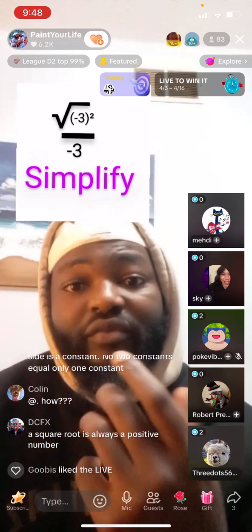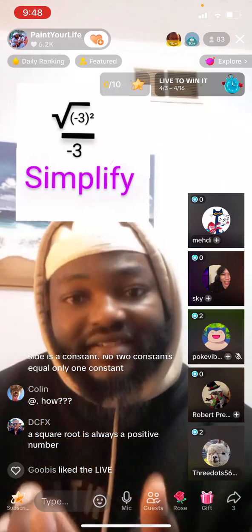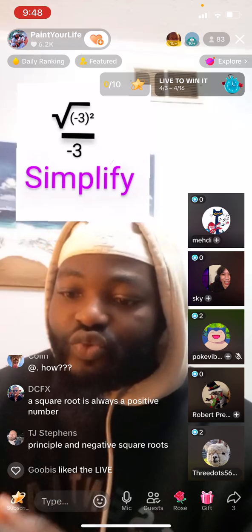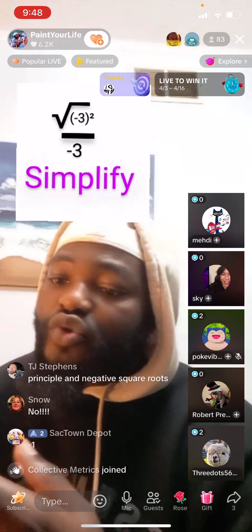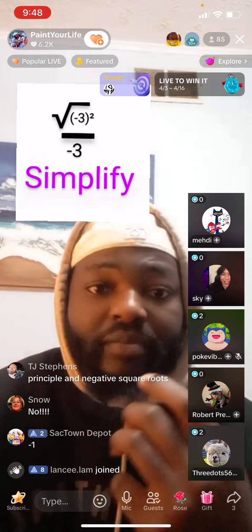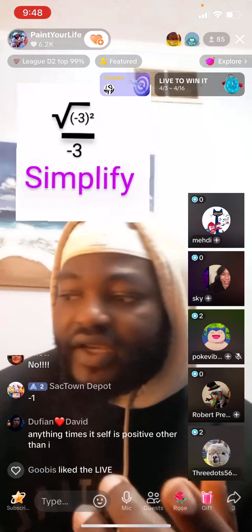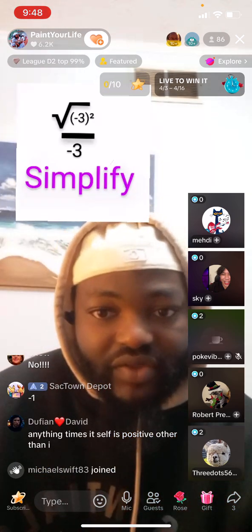Over here, you already know the value of x, which is a constant that cannot change. And when you square that constant, it becomes a positive number. And now when you square root that positive number, it gives you a positive number. It cannot give you a negative number. That's basically what I'm trying to explain to you.